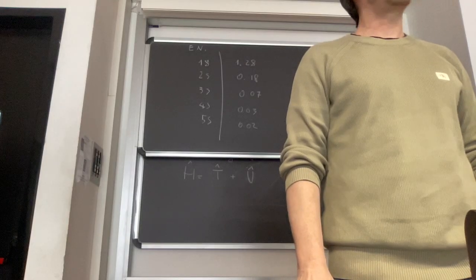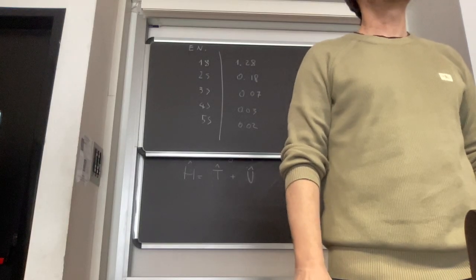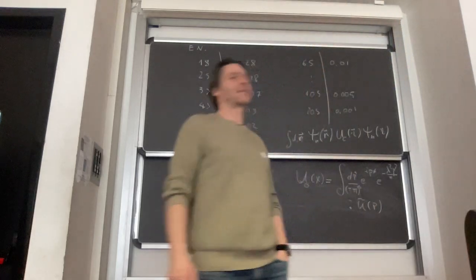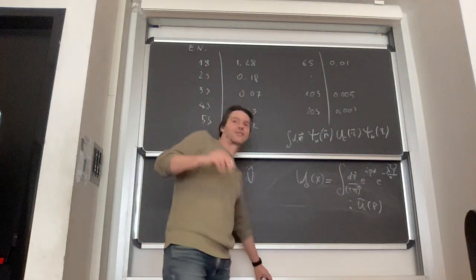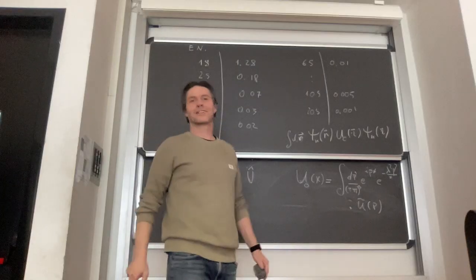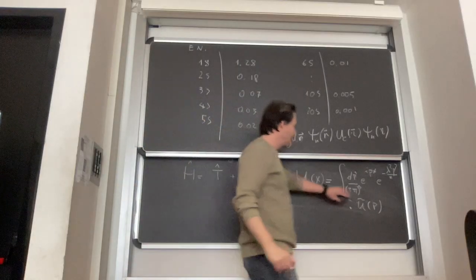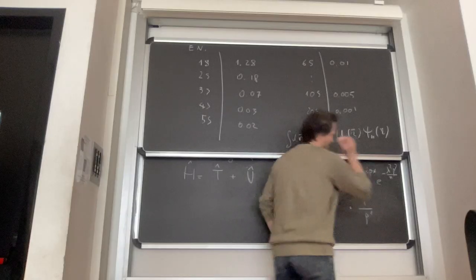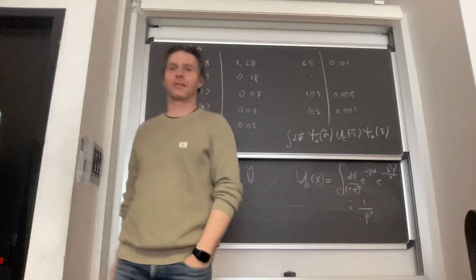Fourier transform of 1 over r? Okay, it's a typical exercise of advanced mathematical methods for physics. You solve it with the contour integral and residues, and so on. It is 1/p². Modulus on pi, that I don't care. Okay.